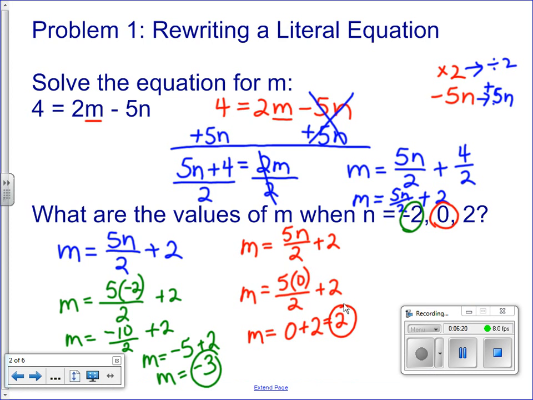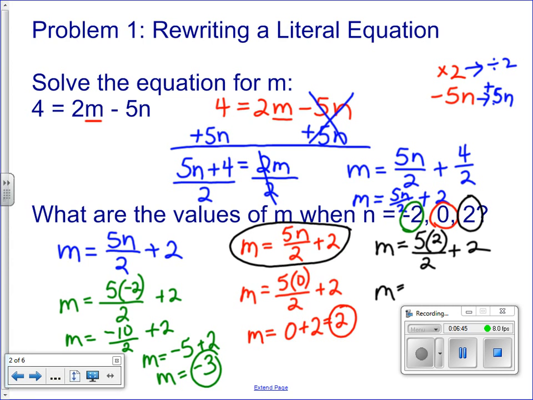All right, now let's take our last value. Suppose n equals 2. All right, so I'm going to go ahead, take my equation where I've solved for m, and I'm going to substitute 2 where I see the n. All right, going ahead and multiplying 5 times 2 is 10. 10 divided by 2 is 5, and 5 plus 2 is equal to 7. So when n is equal to 2, m is equal to 7.